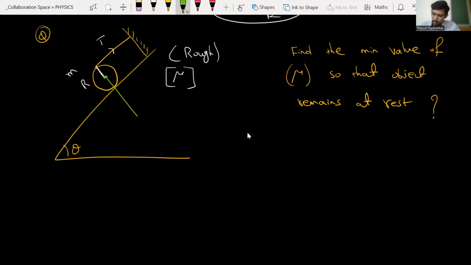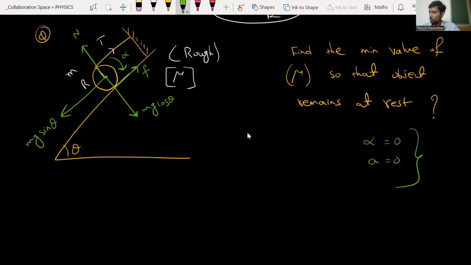Now, let's resolve this into components. So mg cos theta acts in the perpendicular direction to the inclined plane, and mg sin theta acts along the inclined plane. The normal force N acts in the upward direction, and the tension force is T. Now here also, this tension force tries to rotate the object in the clockwise direction; this is alpha, right? Friction force is acting in the backward direction; this is the friction force F I have taken. But the condition given is that the object is at rest, which means alpha equals 0, and acceleration equals 0. According to the condition given in the question, I have taken angular acceleration as 0 because the object is at rest, and acceleration is also 0 as the object is at rest.